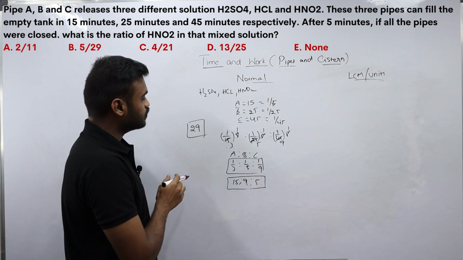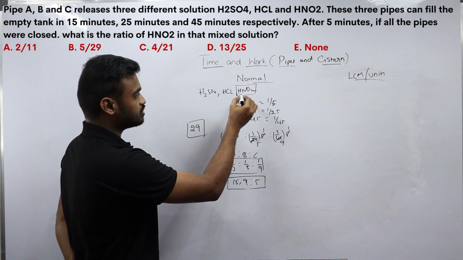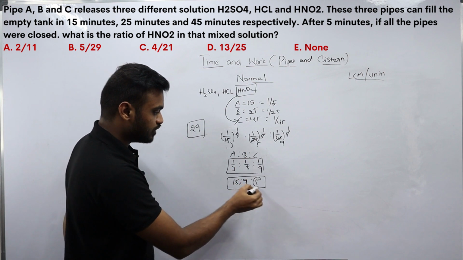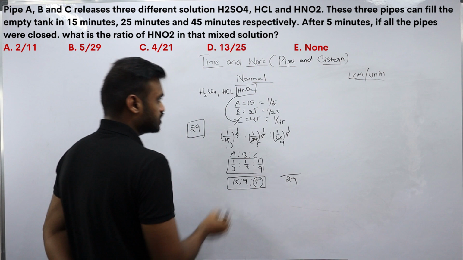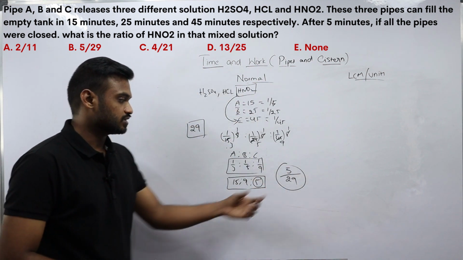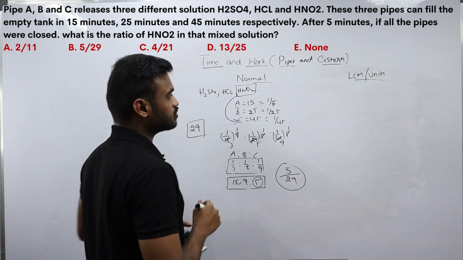Out of 29 parts we need to find out what is the ratio of HNO2, that is the solution released by C. Here the solution released by C is only 5 parts. Out of 29 parts, C solution, that is HNO2, is only 5 parts. Okay, this is the answer, that is 5 by 29. Now let's see how the LCM or units method works in the same problem.